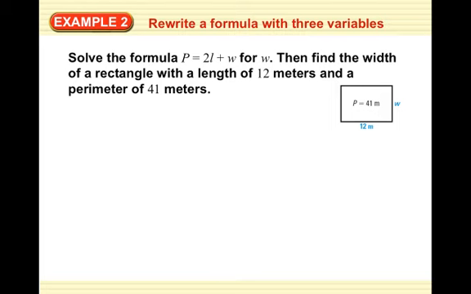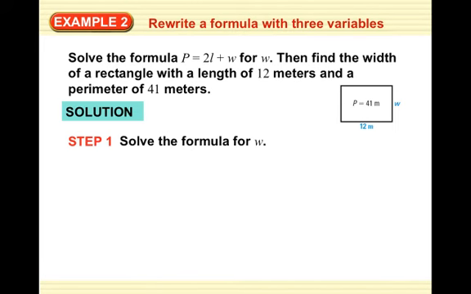We're going to solve for W. Then we're going to find the width of the rectangle with a length of 12 meters and a perimeter of 41 meters. And so there's a nice little picture there telling you the perimeter. Remember, that's the linear distance all the way around the rectangle. It's like if we had a fence around the rectangle, how big it would be. And then it shows you that the length is 12 meters, and then the width is unknown, so it's left as a W.